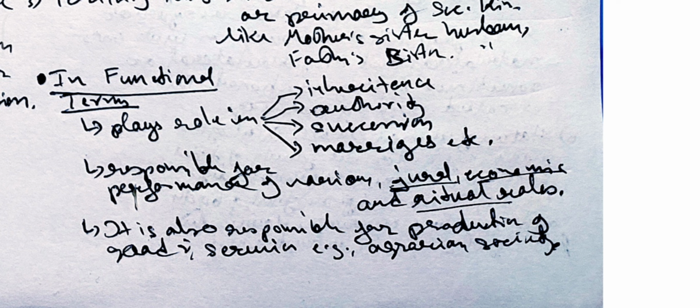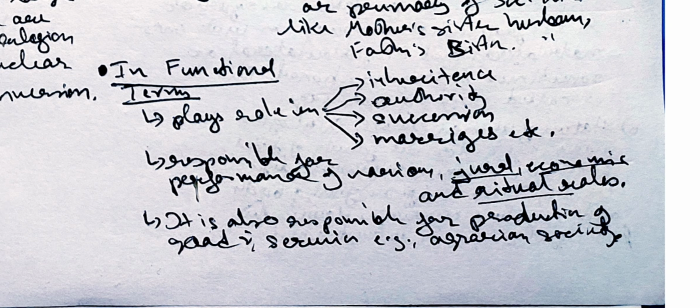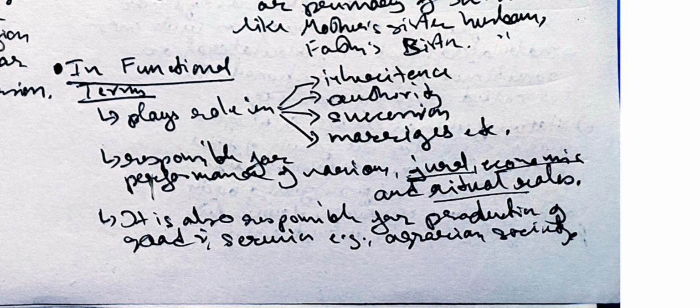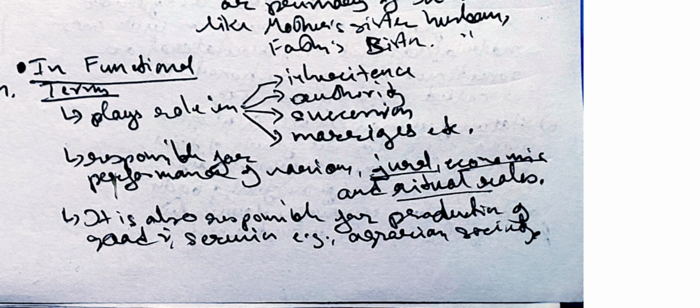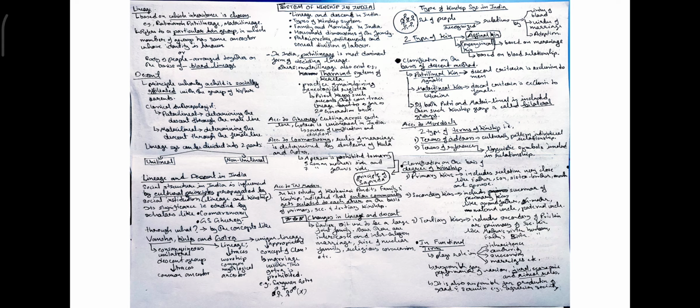If you see it in functional terms, kinship plays a role not just in defining the individual's role in social life, but also in inheritance, authority, succession, marriage, etc. It is also responsible for the performance of various jural, economic, and ritual roles. It is also responsible for the production of goods and services, especially in agrarian societies like Punjab and Haryana. So this is one part of understanding the kinship system.